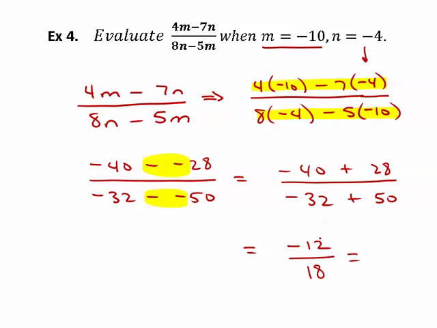Now we can simplify this. 6 goes into both of these numbers. 6 goes into negative 12. That's going to be negative 2 over positive 3. That's the same answer as negative 2/3.